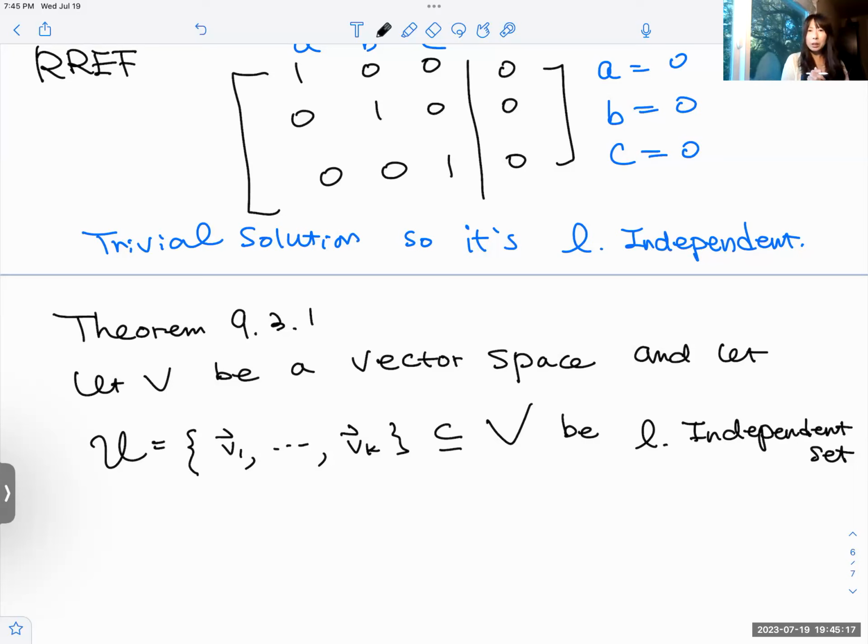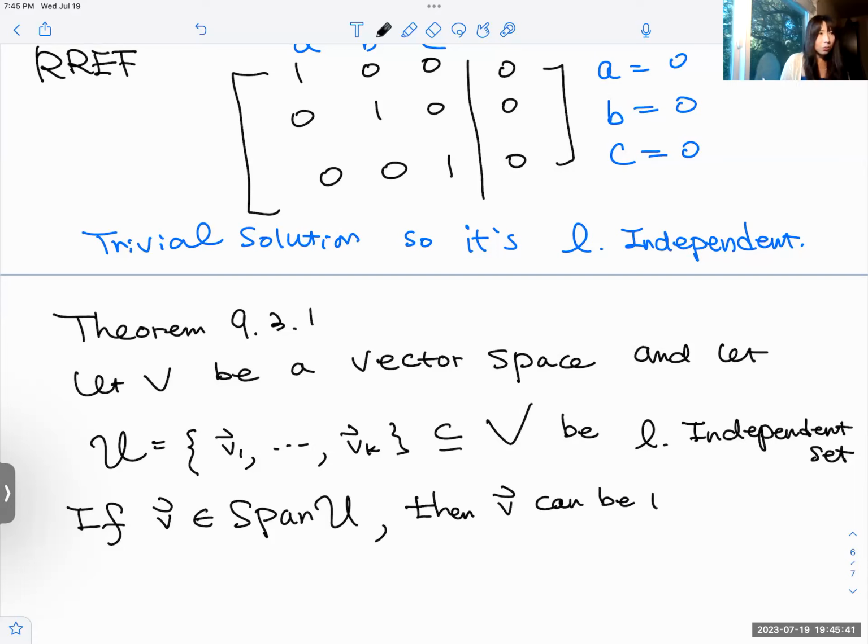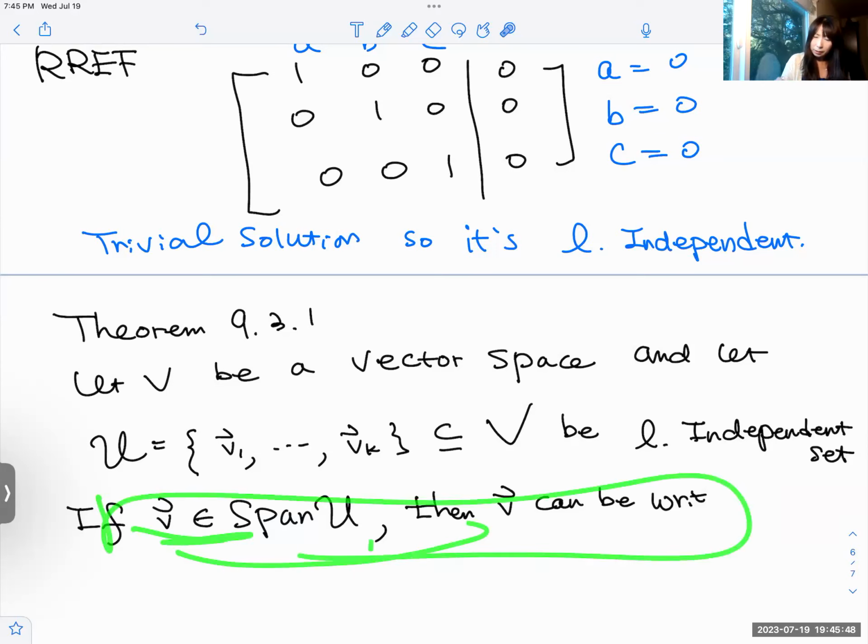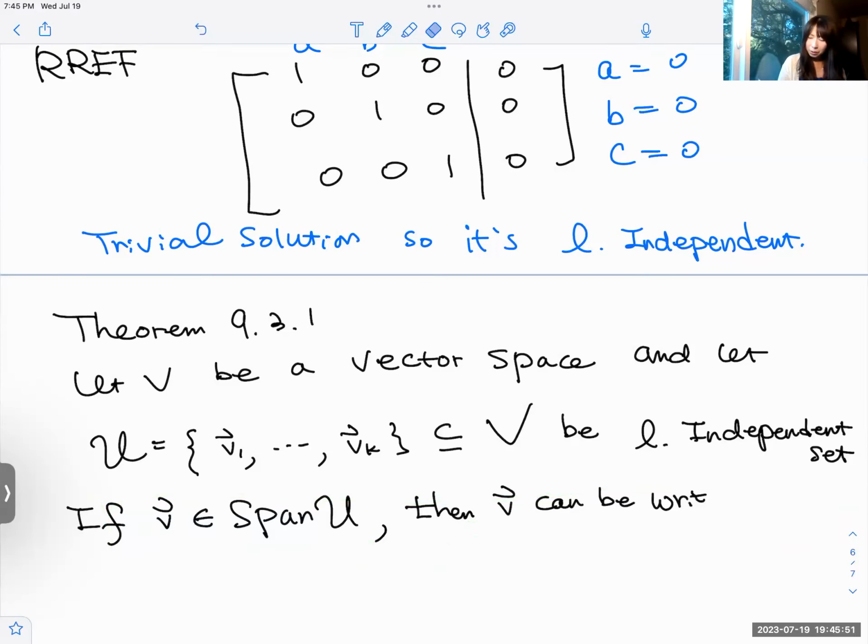Okay, so a linearly independent set means there's only a trivial solution, right? Then if vector V is in the span of U, V can be written, this is what we did yesterday, right? So this is the one. So it's written as a linear combination, right?